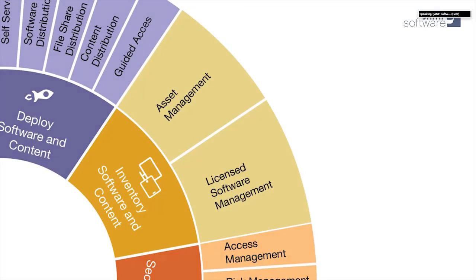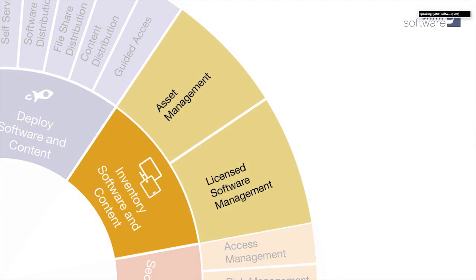So after we deploy the software and content that we need to our users, we of course need to keep track of it all. And that starts with asset management again. So, just like Recon is for your hardware, attributes would help you keep track of any special software that you would like to track.